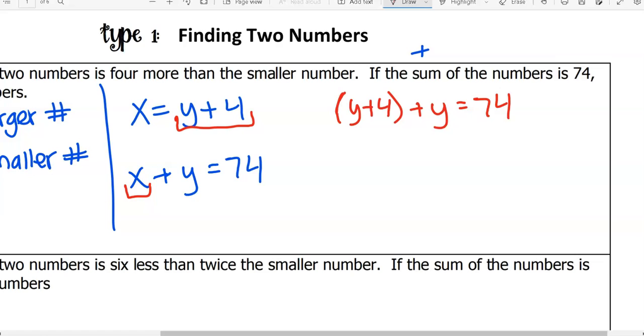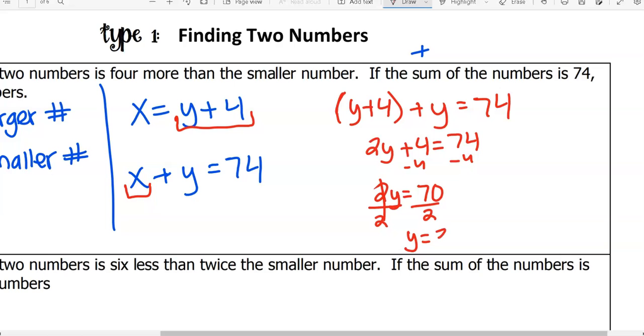If I have only one variable, I can solve for it. Let's combine like terms. I can put y and y together. What's y plus y? It's 2y, so this is 2y plus 4 equals 74. Can you solve for y? We're going to subtract 4 first, so I have 2y equals 70. Then we're going to divide by 2, so we get y equals 35.